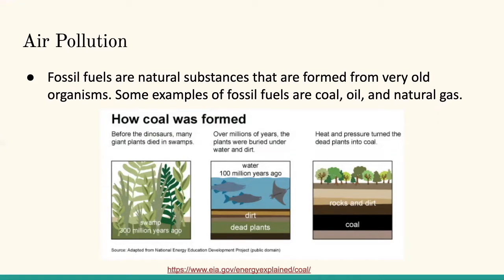Before the dinosaurs, many giant plants died in swamps. Over millions of years, the plants were buried under water and dirt. Heat and pressure turned the dead plants into coal.